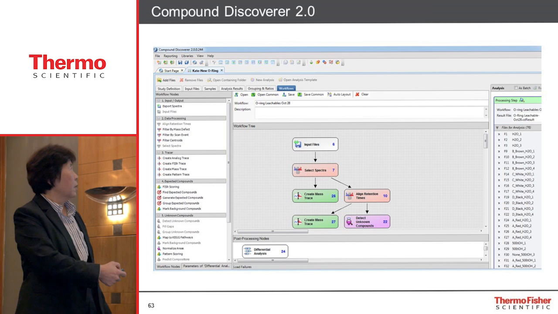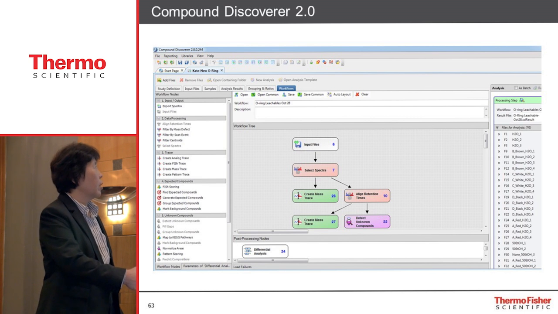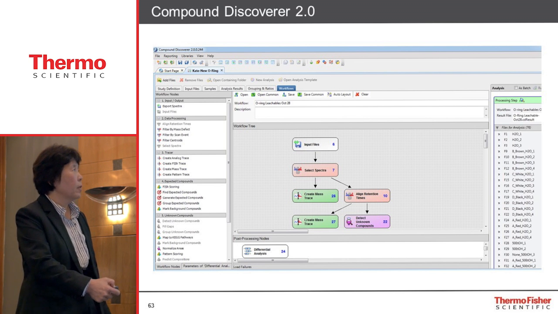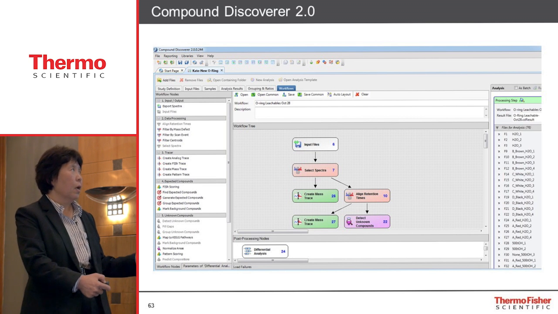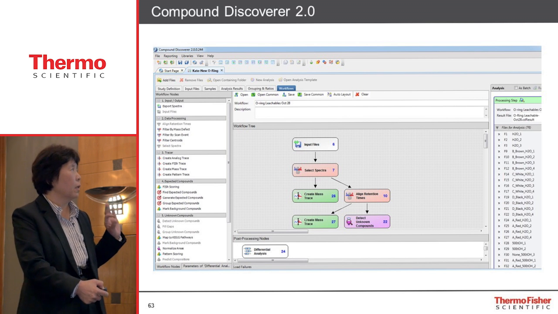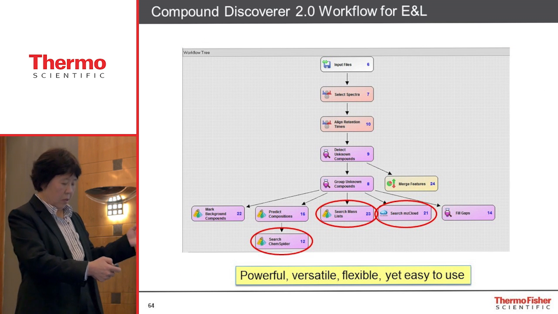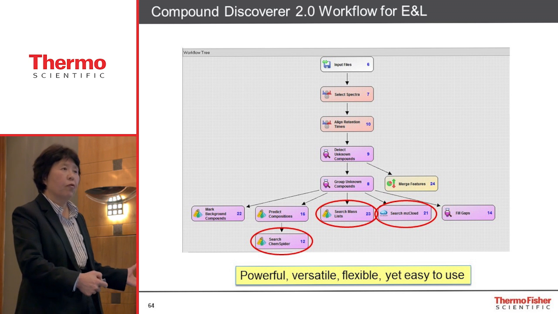This is how Compound Discoverer looks, right? On the left, you have all those nodes, right? You can just, based on your need, drag and drop, put them here, and then this is all your samples. By the way, we extracted four different O-rings using four different solvents, and then we did duplicates. So everything is there. And then this just shows you the workflow. So this is a very powerful software.